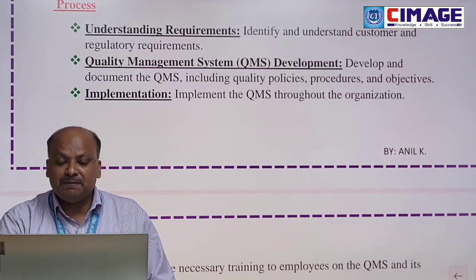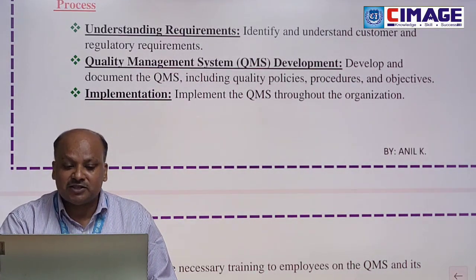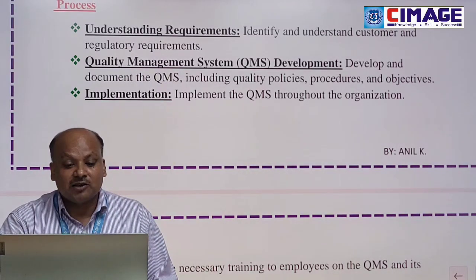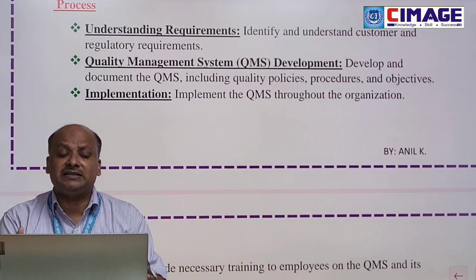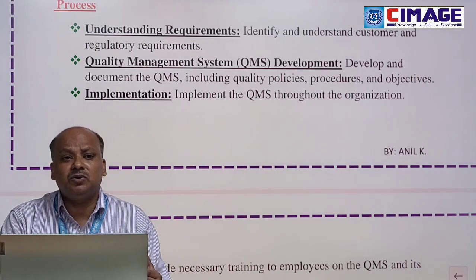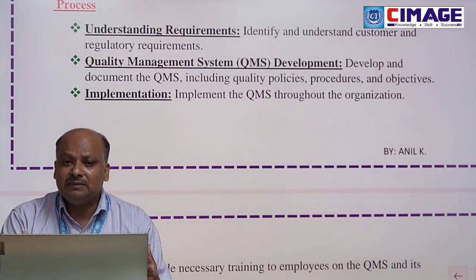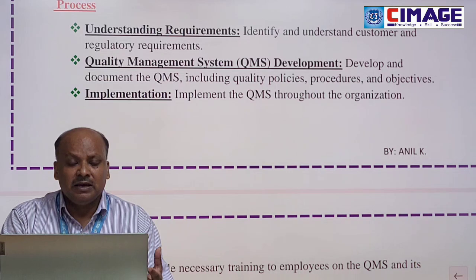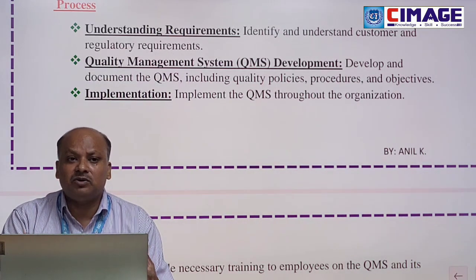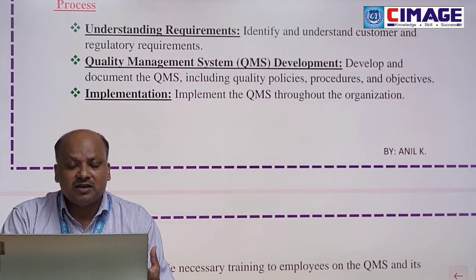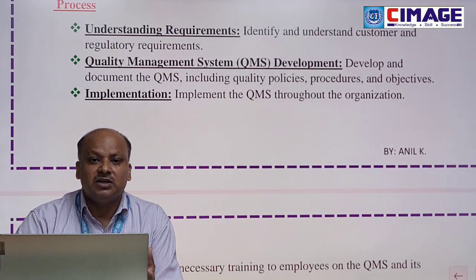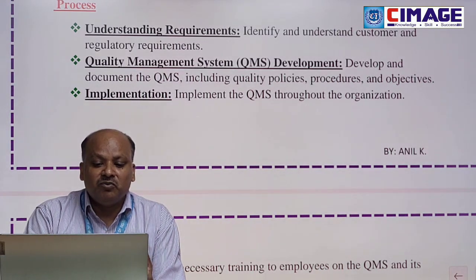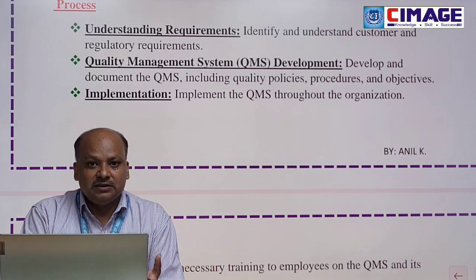The second step under this process of ISO 9000 is the quality management system development. Once the requirements are known, we have to develop the quality management system. It means we have to think about how to increase the quality, what kind of system could be employed in the organization so that we could improve the quality.